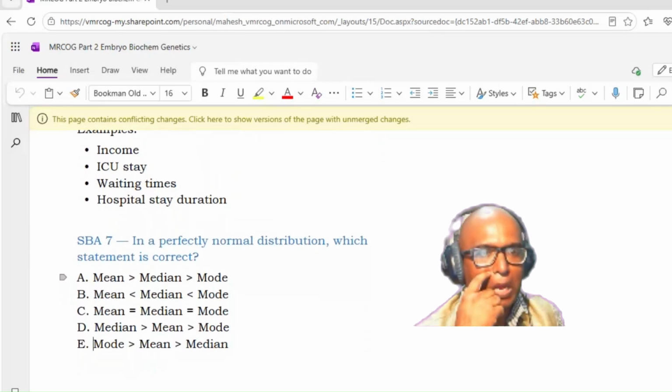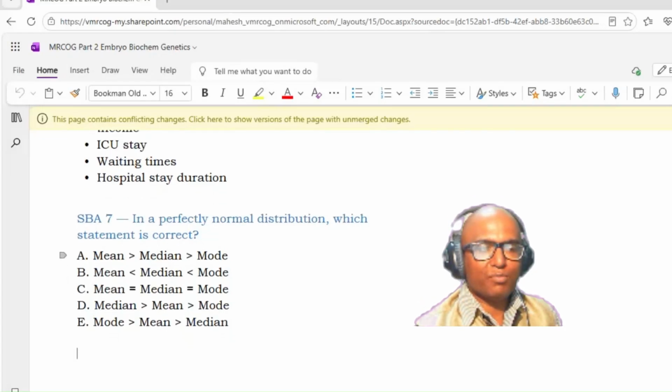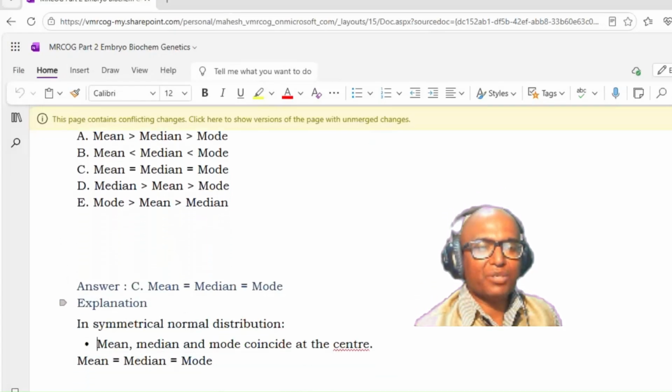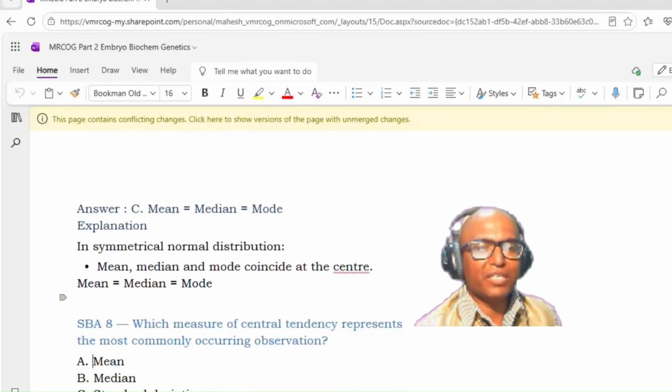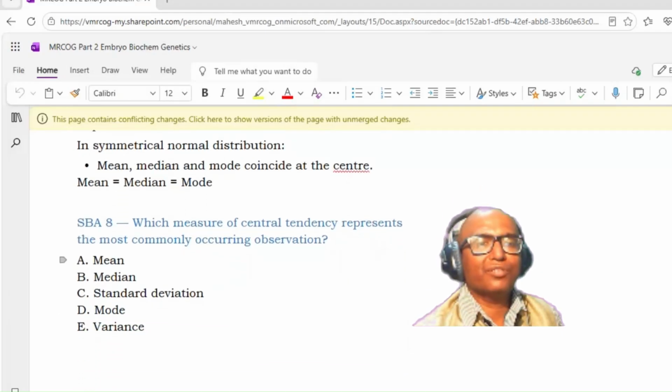Next. In a perfectly normal distribution, which statement is correct? Mean is more than median is more than mode. Mean is less than median is less than mode. Mean is equal to median is equal to mode. The answer is C, mean is equal to median is equal to mode, because you are dealing with the normal distribution. In a symmetrical normal distribution, mean, median, and mode coincide at the center. Next question.